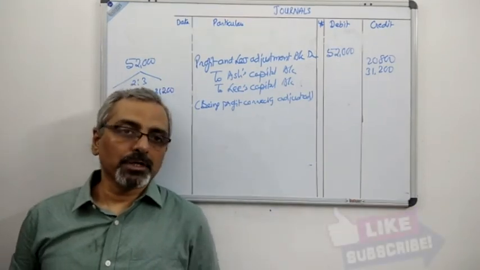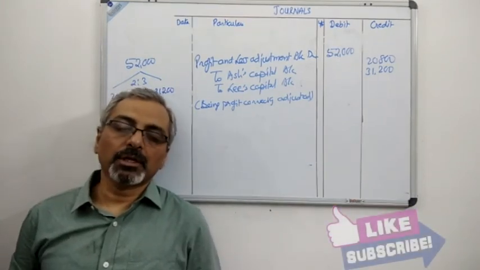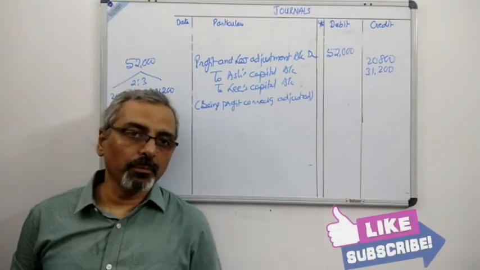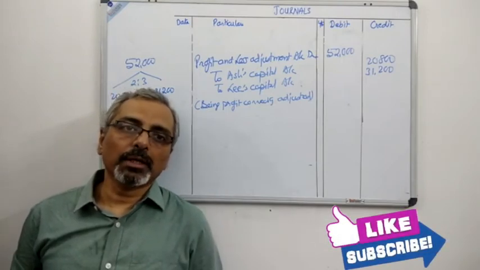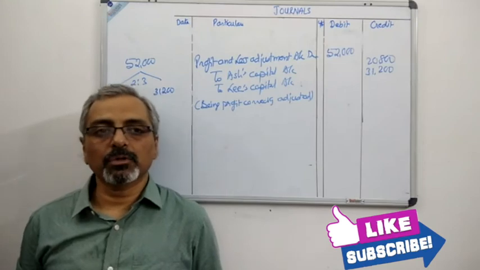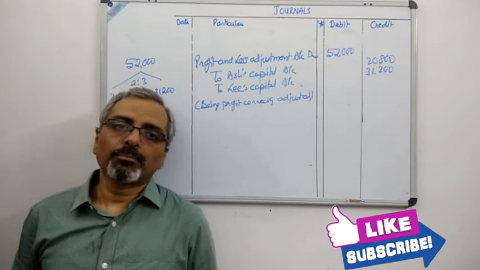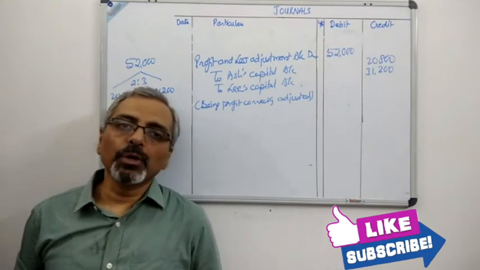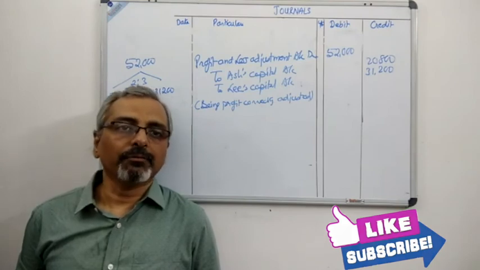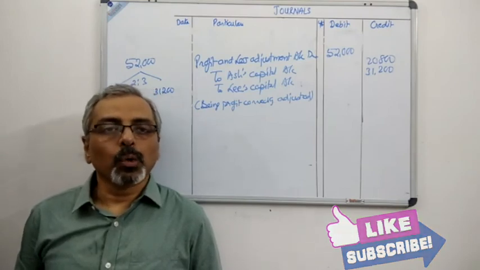After completing this sum, I'll come with my next lecture in which I'll do the same type of sum in which there will be more than one error. See over here, the error was only interest on capital. Probably in the next sum we'll take two errors, which is interest on drawing and interest on capital, and we'll see what is the result.